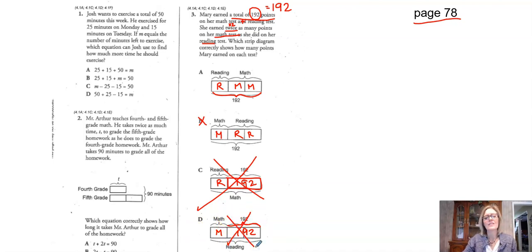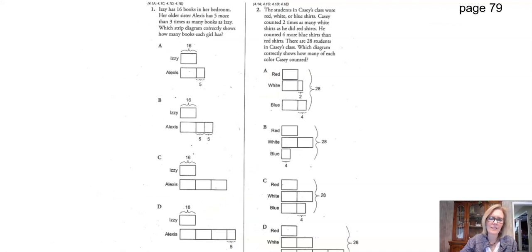All right, so we've narrowed it down. We've seen why these aren't the answer and why these are the answer. So let's go on to the next page. The next page is page 79. On page 79, these are very similar to page 78. And what I'd like for you to do is to solve number 1 and number 2, and those are the only 2 problems on page 79.